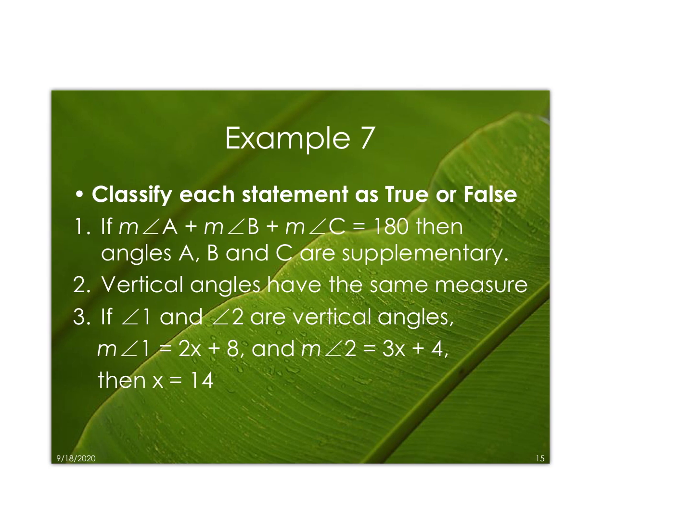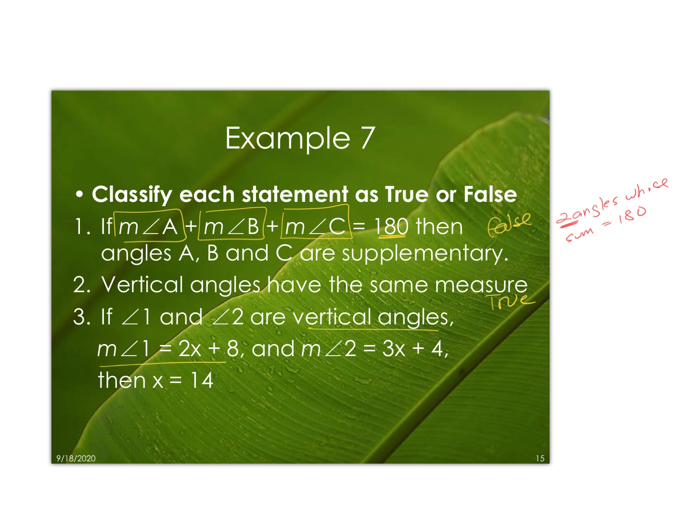Again, here we're going to do some true-false statements, and then we're going to finish these slides. First, it says the measure of angle A plus the measure of angle B plus the measure of angle C equals 180 degrees. Then angles A, B, and C are supplementary. This is false, okay? Because the definition of supplementary angles is 2 angles whose sum is 180. It's 2 angles. It can't be 3 or more, okay? Number 2, vertical angles have the same measure. True, okay?